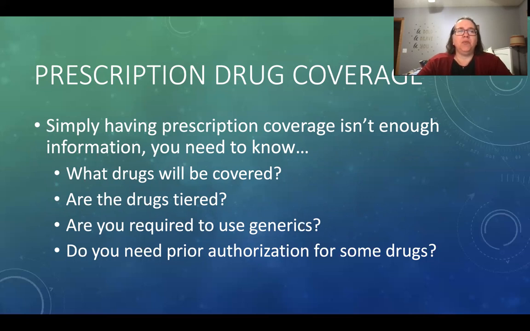Okay. The second point on here says, are the drugs tiered? So you might be able to look online for your health insurance company and see that it says like tier 1, tier 2, tier 3. So certain drugs may cost you like $5 a month. Certain drugs might cost $10 a month, something like that. So different drugs are going to have a different cost for you when you buy them. Something else, do they require you to use generics?